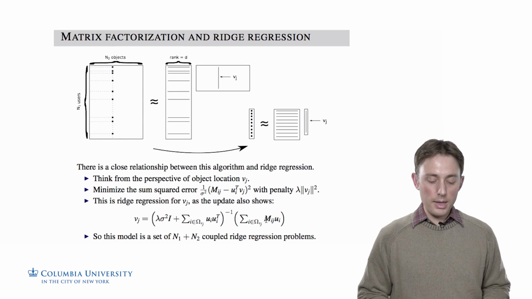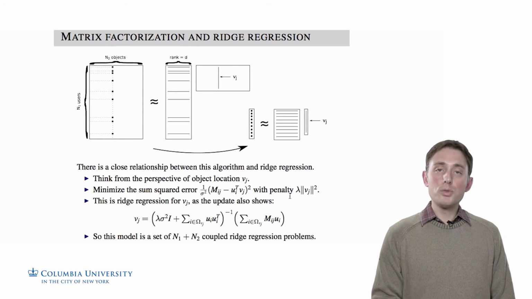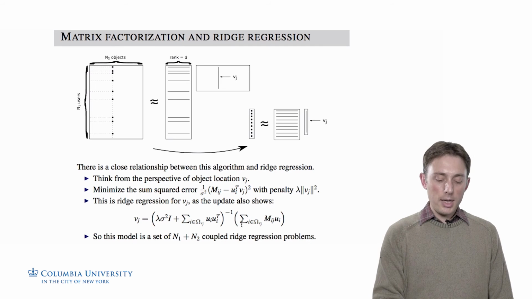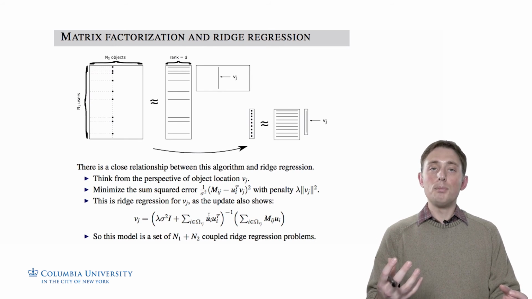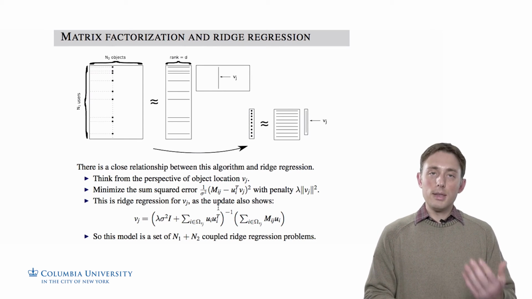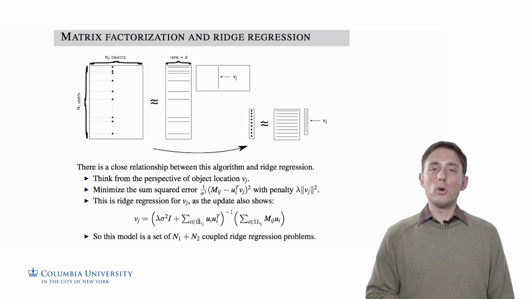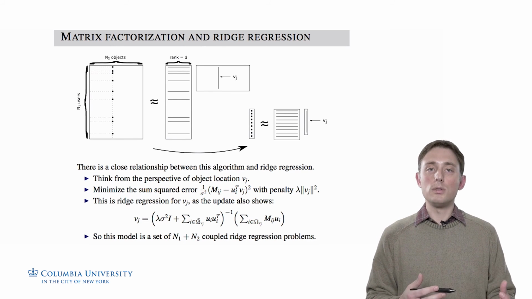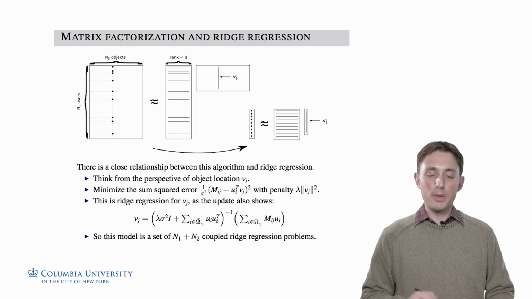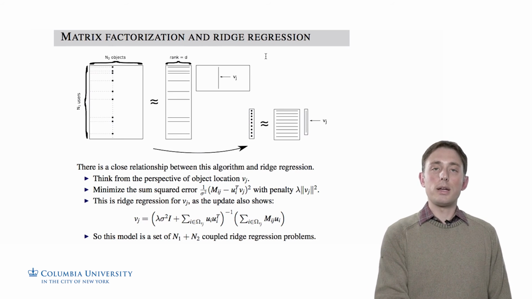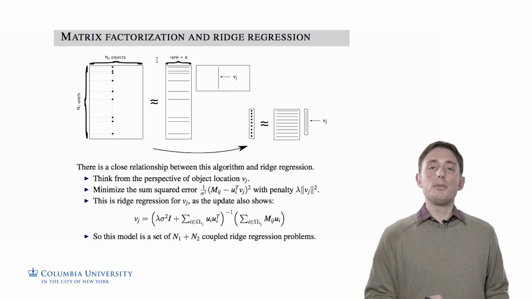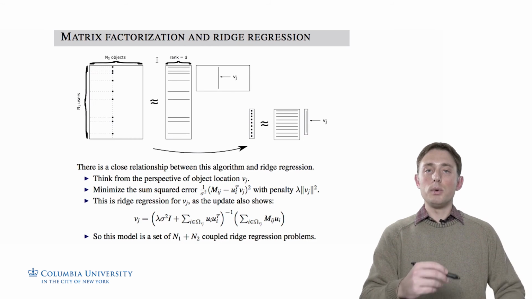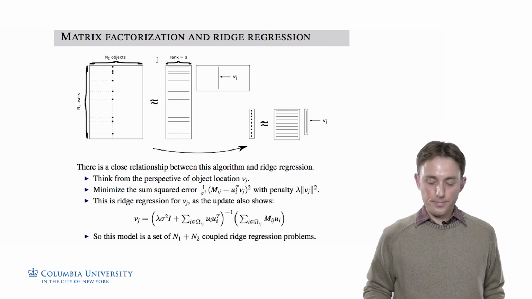So in ridge regression, remember we actually had these outputs and we had the inputs as well. We wanted to predict an output based on the input covariate vector. In this case, those corresponding covariates are themselves unknown, and we want to learn them. So we can view the matrix factorization as a sequence of n1 plus n2 different ridge regression problems that we solve iteratively.